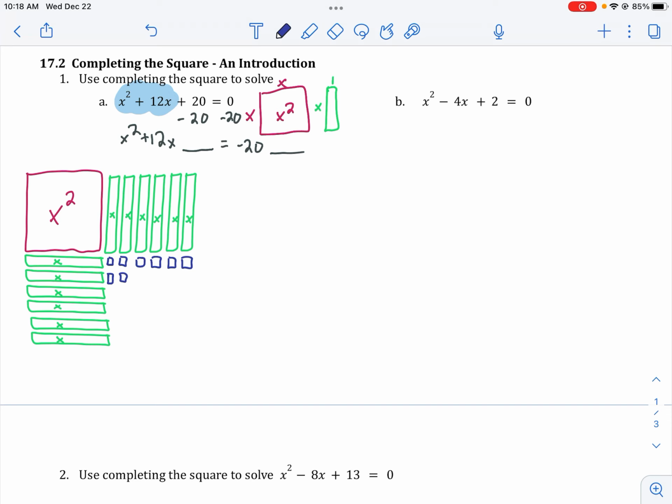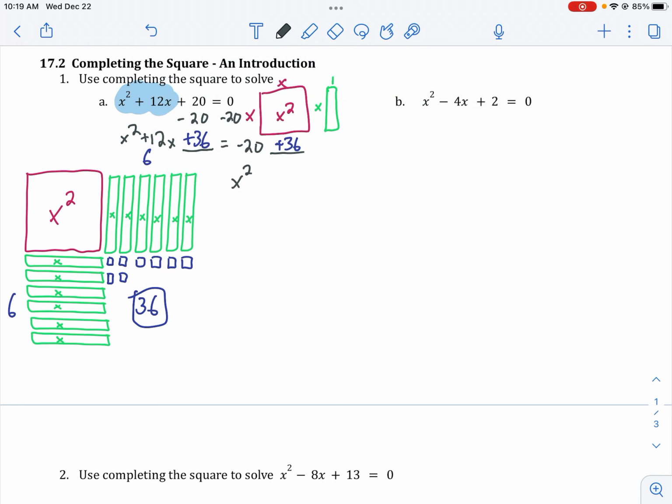All right. Now, I'm not going to draw all of them because you can see that I'm going to have 6 columns and 6 rows, and we know 6 times 6 is 36. Okay. So to complete this square, I need to add 36 to that side of the equation. Now I'm also going to have to add 36 to the right side to keep it equal.